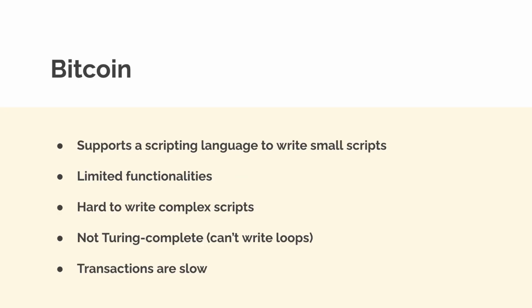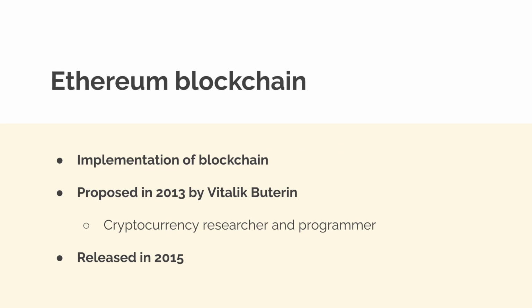Now, Bitcoin supports a scripting language to write small scripts similar to Solidity smart contracts, but there's a lot more limited capabilities of the Bitcoin scripting language because it's hard to write complex scripts and the language is not even Turing complete, which means it can't write loops, and transactions are slow. So instead, we have the Ethereum blockchain as an improvement. This is one type of implementation of blockchain.